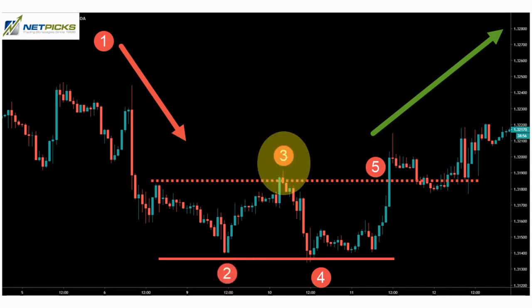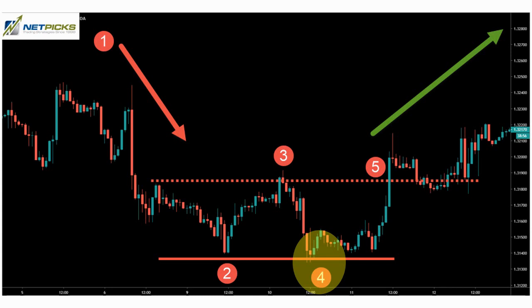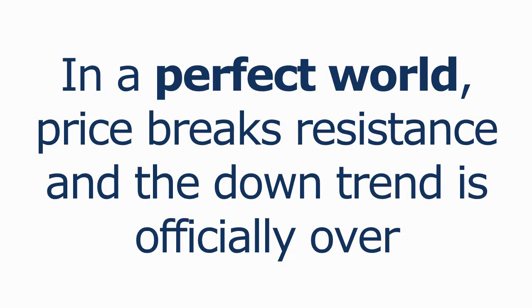Now the first low here is where price finds support. The market rallies, and a lot of people think the trend is going to continue, and they sell the market. Well, price comes into the zone around the first low where it acts as a support level. Hopefully, price rallies up, breaks the potential resistance line at 3, and I say potential because it did not act as resistance. And in a perfect world, price breaks the resistance, the downtrend is officially over, and we have a new trend forming.